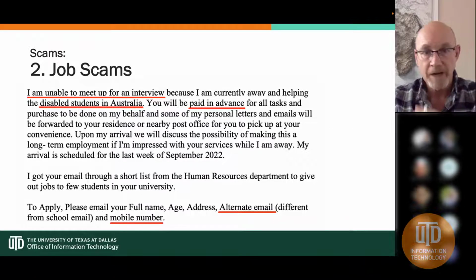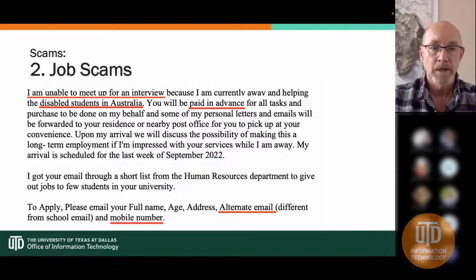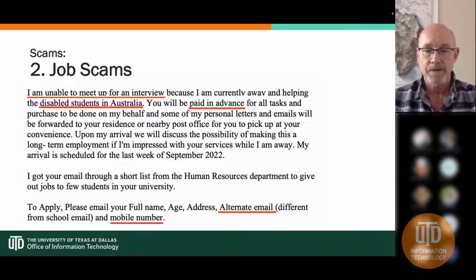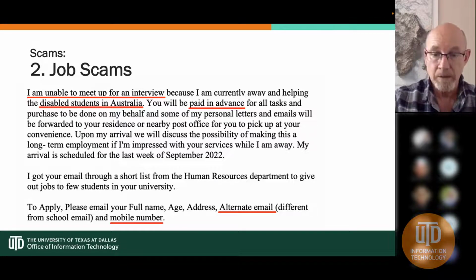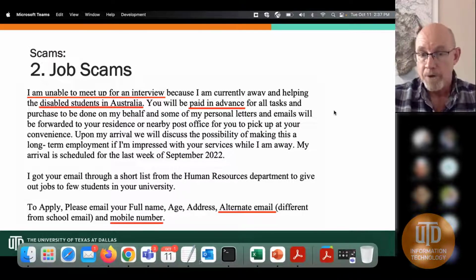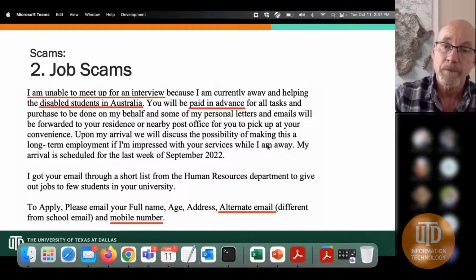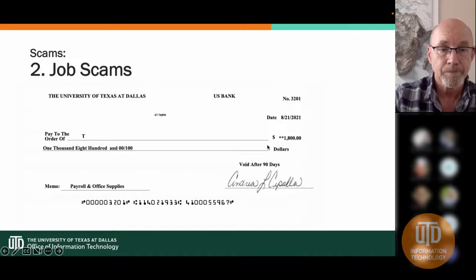So there are some of the red flags. That's the previous email that I had before. Unable to meet up for an interview. I'm trying to help the disabled students. That's the sympathy ploy. You'll be paid in advance. Alternate email and your mobile number. So those are all examples of red flags in a live scam that you'll see.